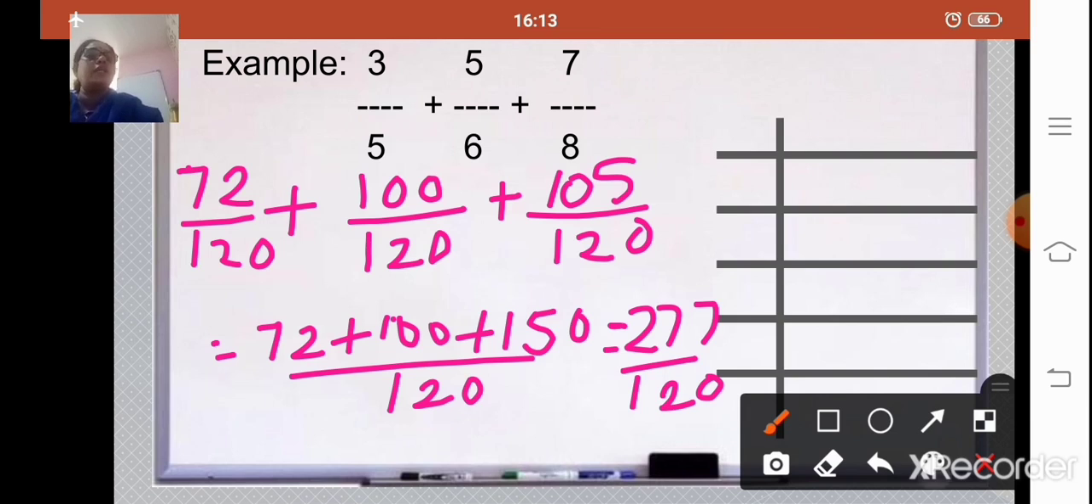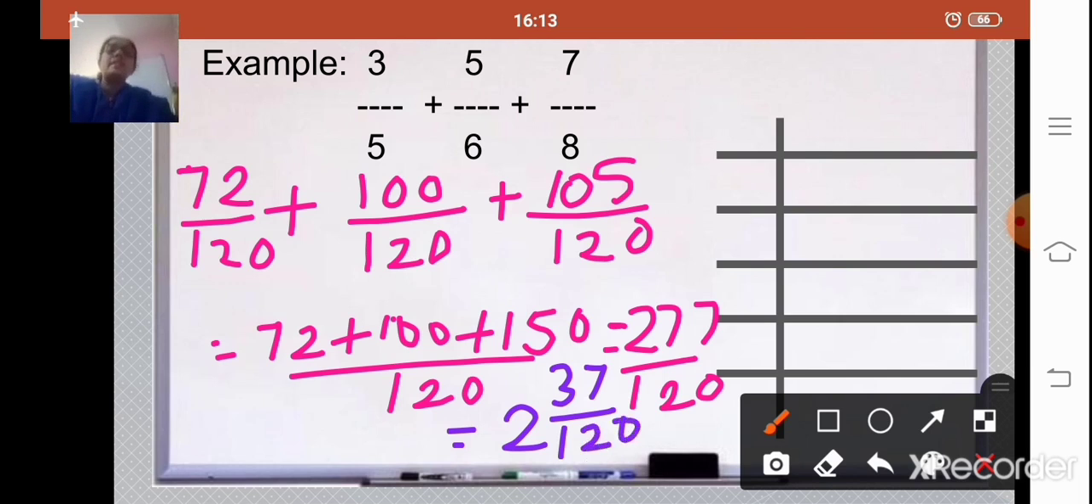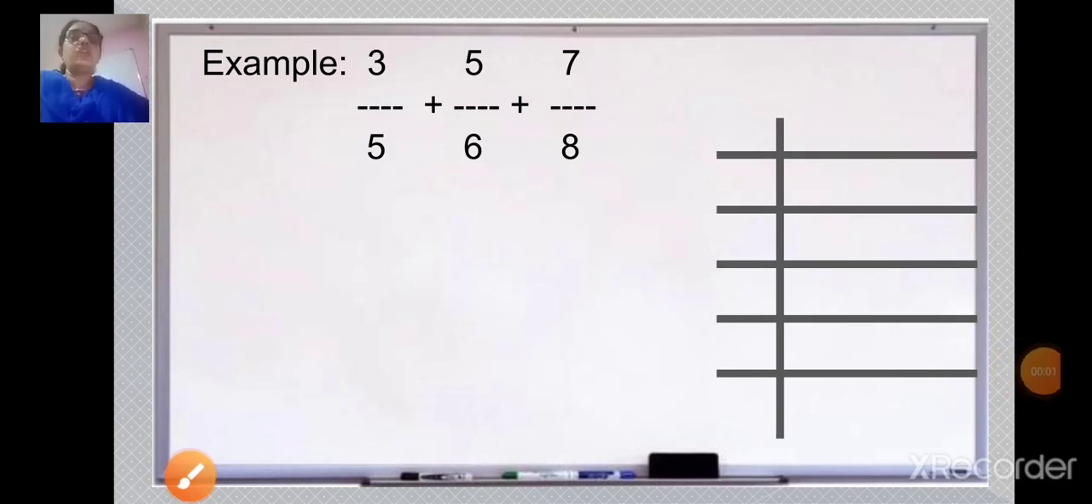When you write this, you can further divide it and write it as a mixed fraction. When you divide and write it as a mixed fraction, you'll get the answer as 2 whole 37 upon 120. Okay, so this is how we simplify fractions when there are more than two fractions to be solved together. Let us see the solution to this sum again on the next slide.